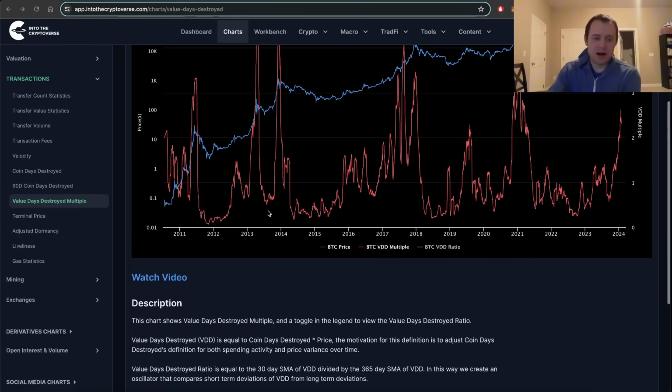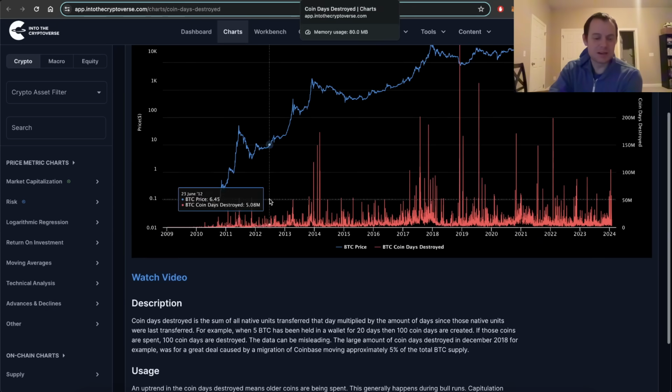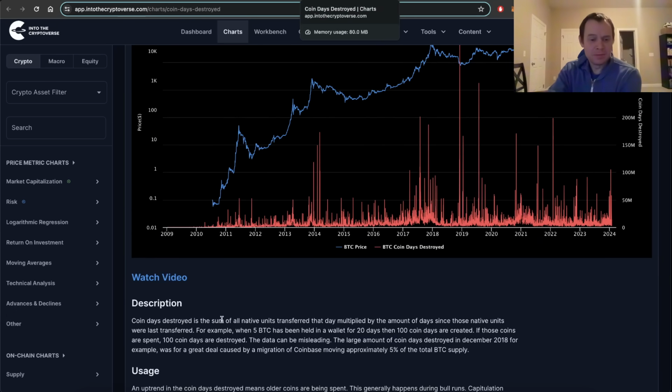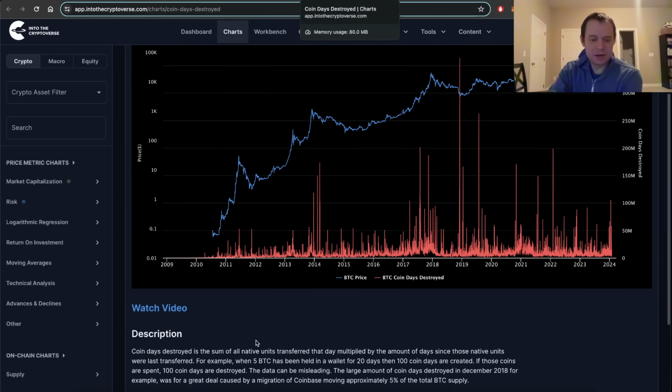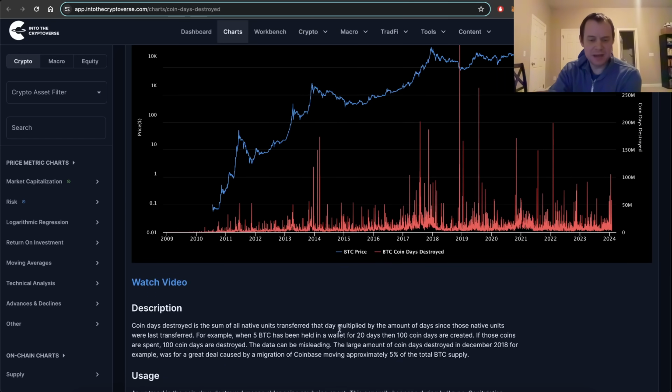So the chart shows the value days destroyed multiple, and it is equal to coin days destroyed times price. Clear as mud, right? Coin days destroyed times price. But what is coin days destroyed? Well, I'm glad you asked. Coin days destroyed is the sum of all native units transferred that day multiplied by the amount of days since those native units were last transferred.